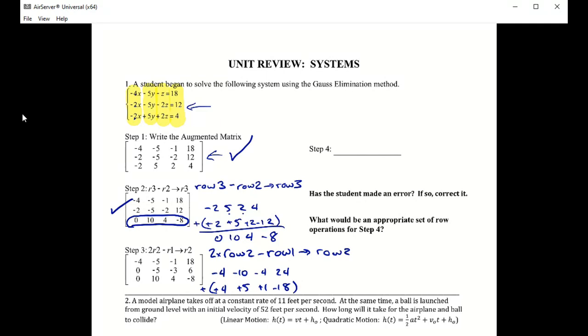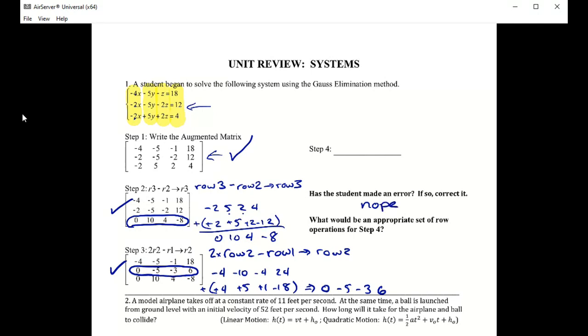And we end up with -4 plus 4, 0. -10 plus 5, -5. -4 plus 1, -3. And then 24 minus 18, or plus a -18, 6. And if we look at row 2, it's exactly what we have. So our student is on a roll. Good job. So did the student make an error? Nope.